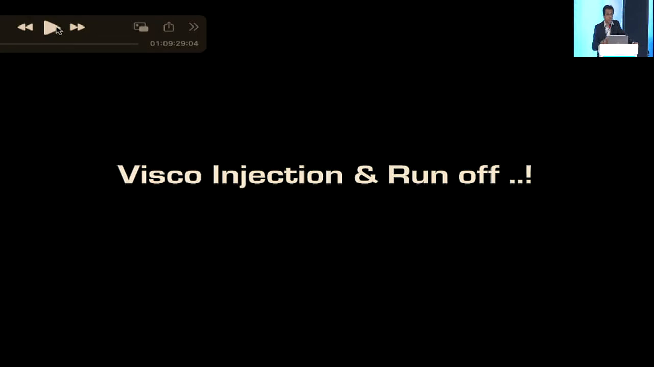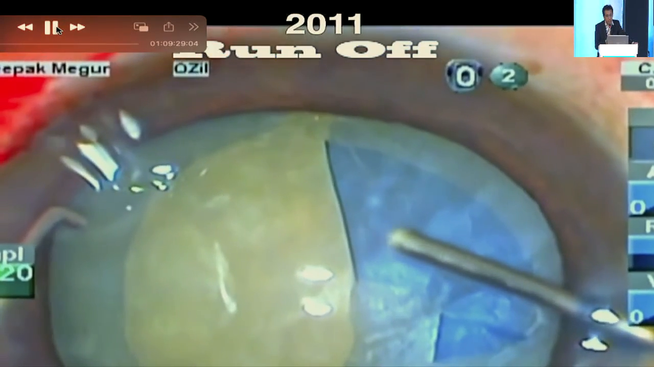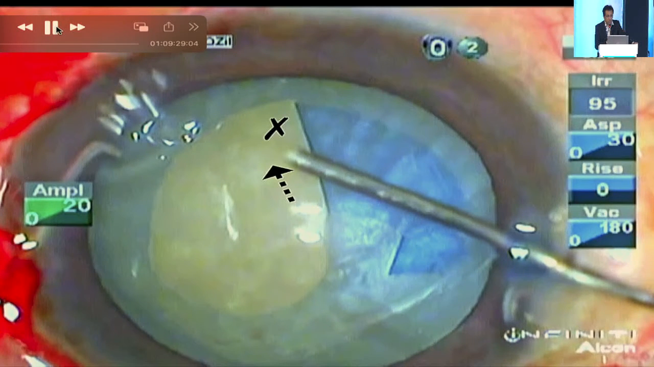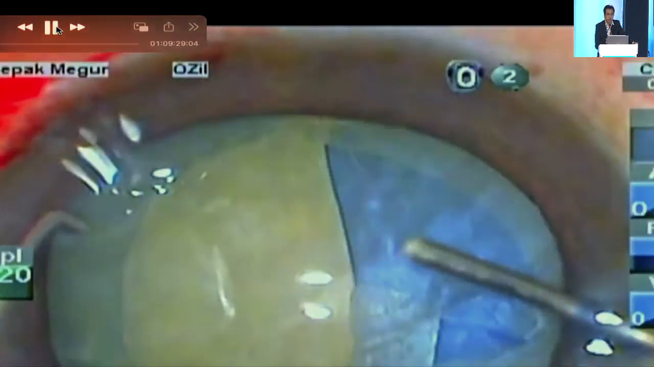Now, some of the things which I learned over a period of time, this was maybe 14 years back, this was the way I used to inject OVD. It is purely the wrong way to inject an OVD, to fill the chamber with a capsule half open. You're putting it exactly in the bag, and it's going to increase the pressure in an already tense capsule, and it is going to run off.